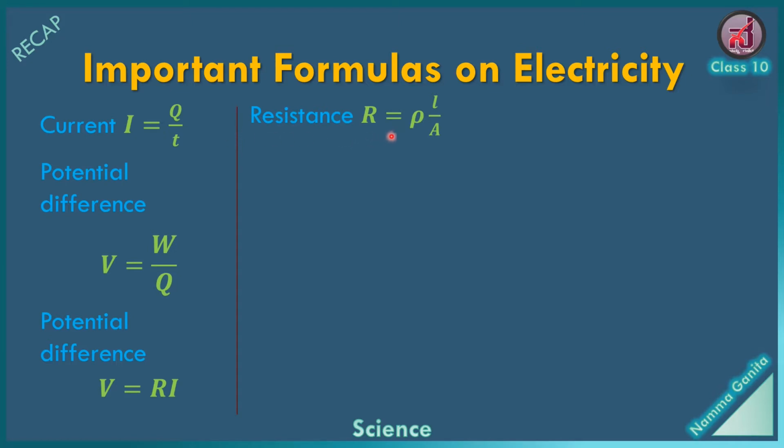Resistance R is equal to rho into L divided by A, where rho is the resistivity of the conductor, L is the length of the conductor, and A is the area of cross section of the conductor.